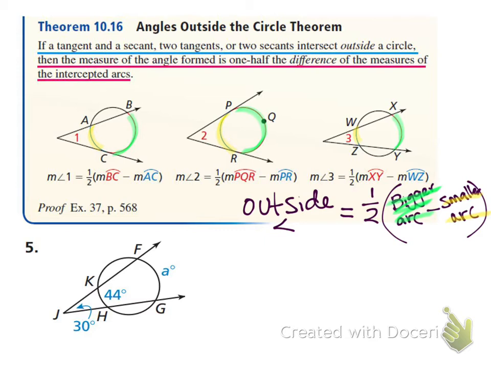So your outside angle equals 1/2 times the bigger minus the smaller. Where's the outside angle in the first example? The one I have circled. Where's the outer angle? What's it called? Angle 1 is the outer angle. In the second one, what's the outer angle? Outside angle. Angle 2. And in the third, where's the outside angle? Angle 3. Those are where they are outside.